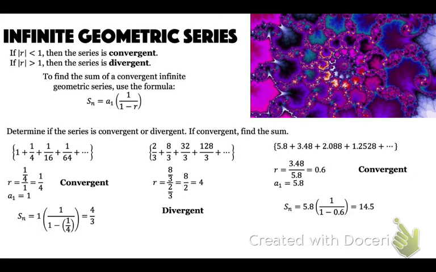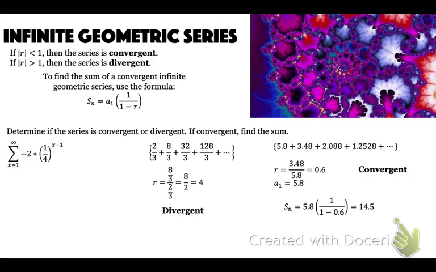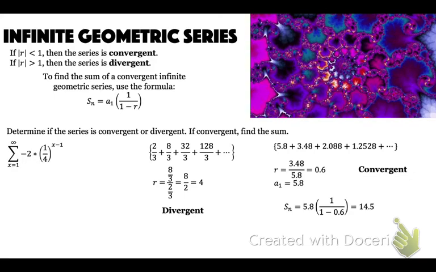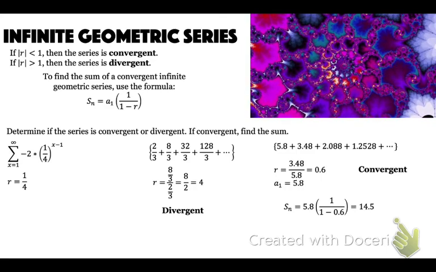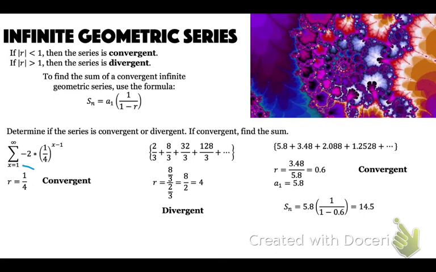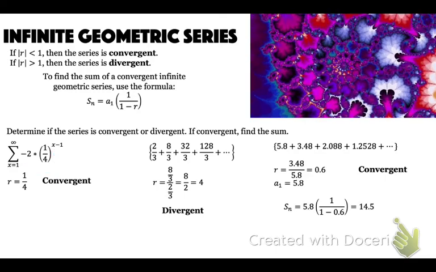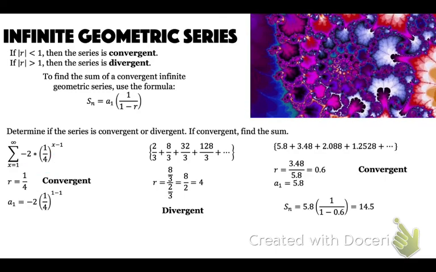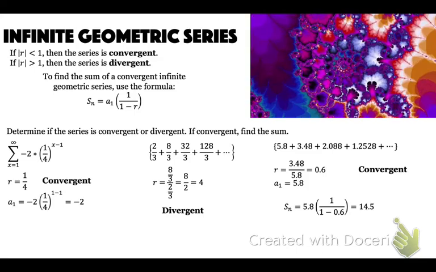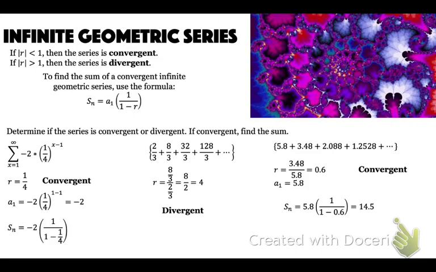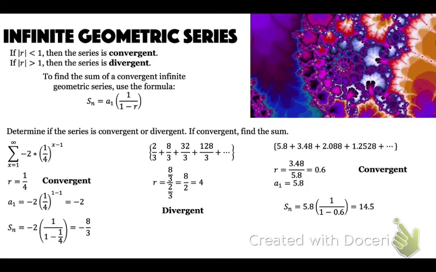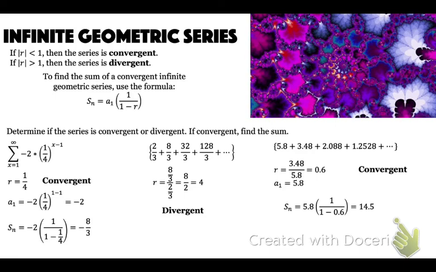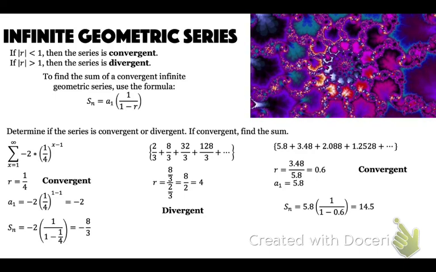Remember, the ratio is always what's being raised to the power. The ratio here is 1/4. It's convergent, sorry I didn't say that. I need to figure out my first term by plugging in 1. So my first term is -2 times 1/4 to the 1 minus 1 power, which is just -2. And I just used my formula: -2 times 1 over 1 minus 1/4, which is -8/3. So if I added up all the terms in this, I would end up getting -8/3.